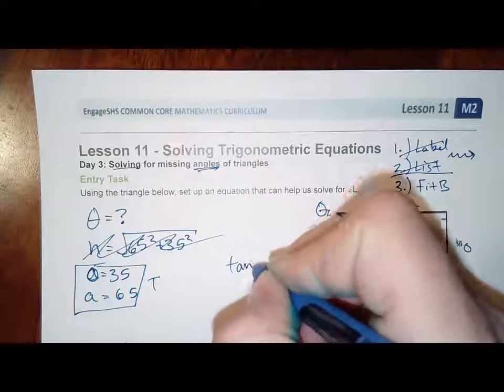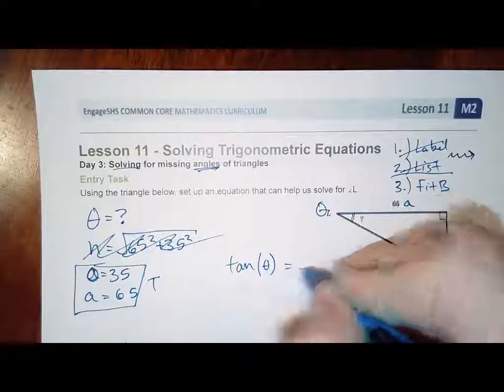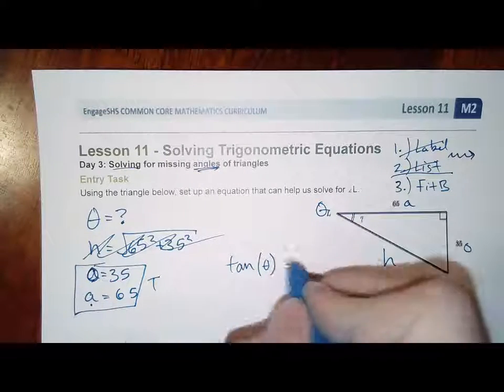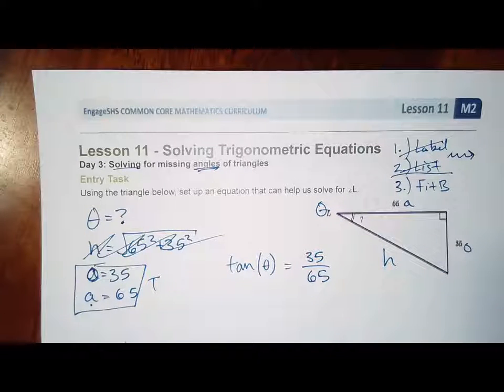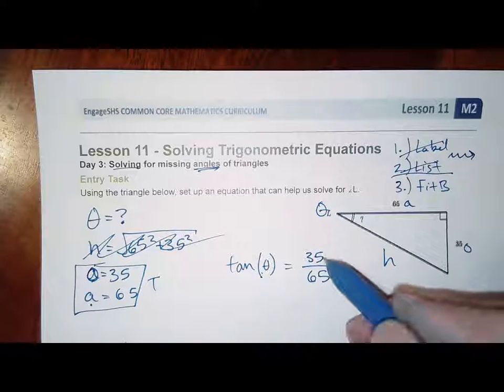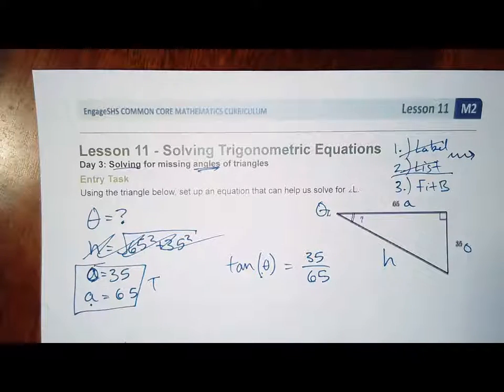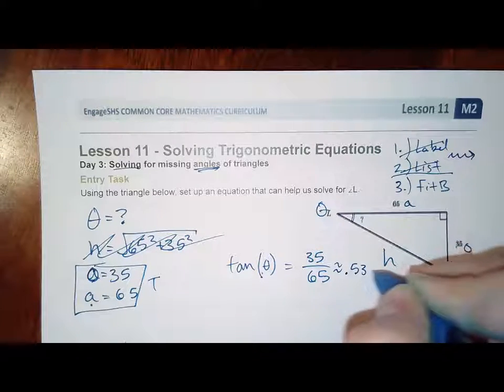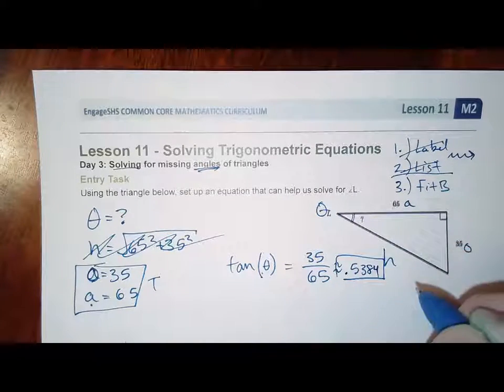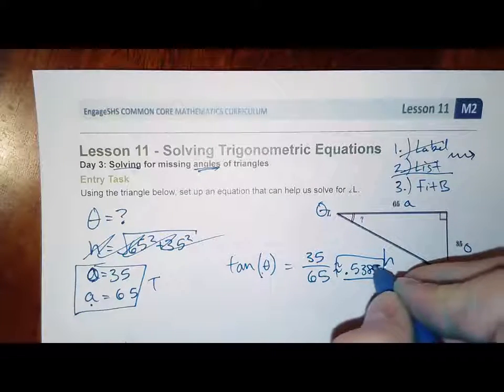The point is, label, list, notice that O and A are the 2 things that we know, which is a tangent relationship. So the tangent of theta is opposite over adjacent. And really, that would be an equation. We're running into a problem. Tangent theta needs to be the same as 35 over 65. And if I can get a little bit ahead of the game, 35 over 65 is approximately 0.5385. Got to round correctly.